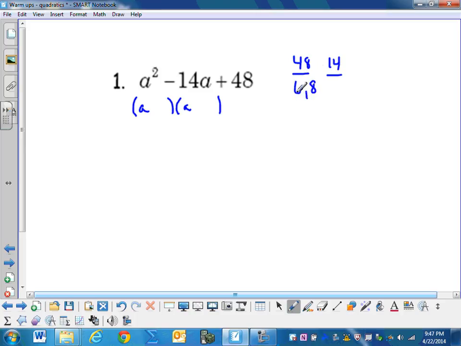6 and 8. 6 times 8 is 48. 6 plus 8 is 14. We have a negative 14 here, so this has to be a negative 6 and a negative 8.